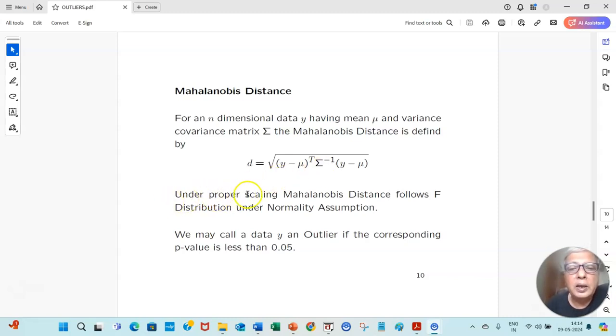Under proper scaling, the Mahalanobis distance follows an F distribution when the data is normal. That's also true. So when we have the distribution and the data, we can calculate the p-value, and if it is less than 0.05, we may call it an outlier. That's a method of detecting anomalies in data.